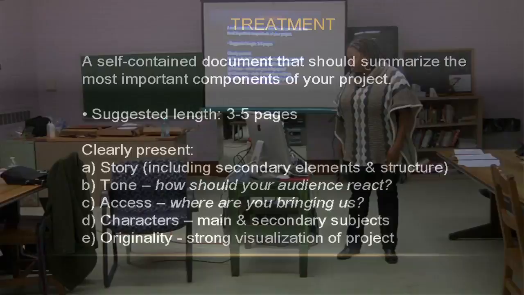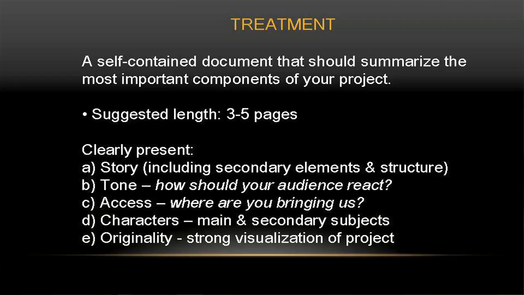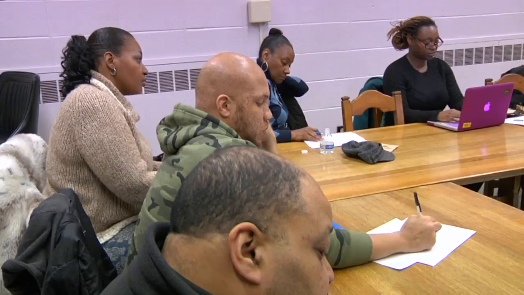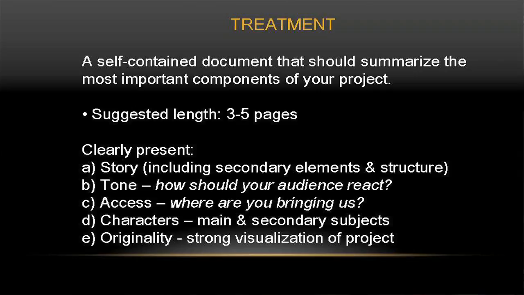Okay. So within your treatment, you want to clearly present your story, including your primary characters. So that's who we're following. You know, that's who we're really invested in. Your secondary characters. They're also called elements there. Sometimes you have one character, but then there's also a sub-story. You have an A story, you might have a B story. Your structure. How are you going to tell this story? Okay. Now, if it is a narrative film, you're not going to tell me your structure. You're not. It should read like a story.